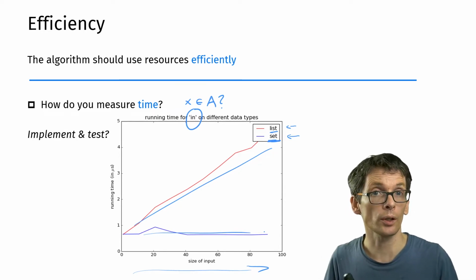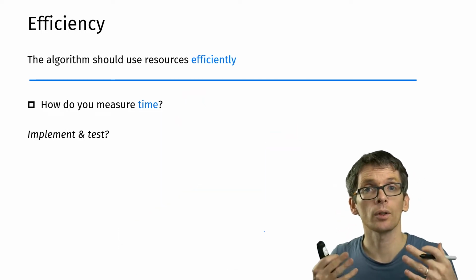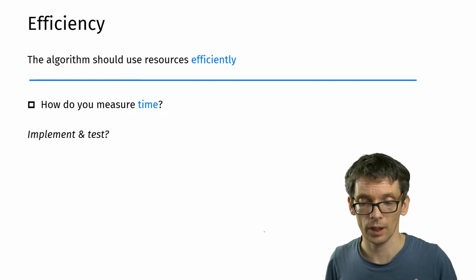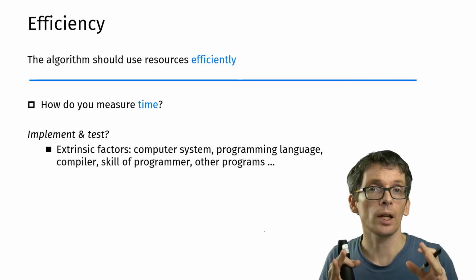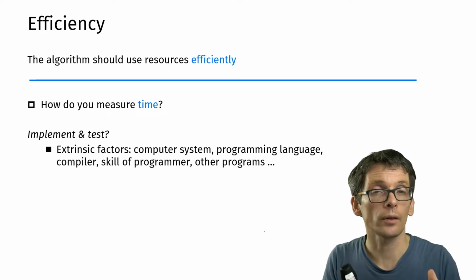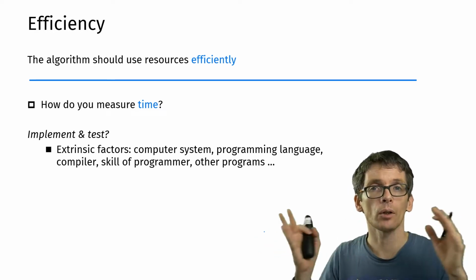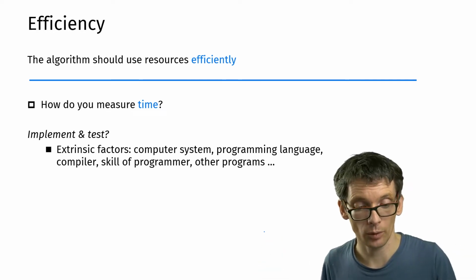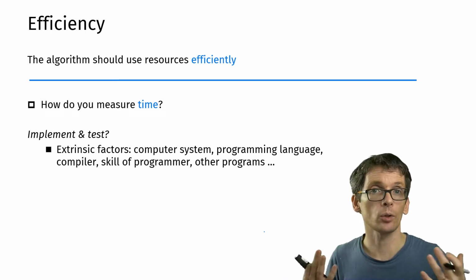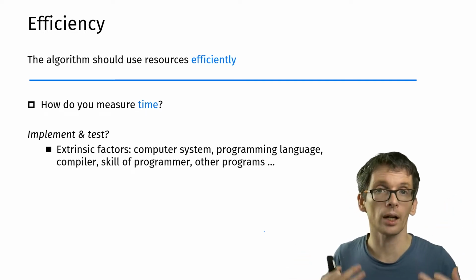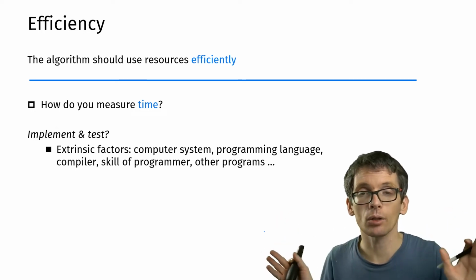This is not what we're going to do, because it is difficult to make general conclusions from these types of experiments. One problem is that the running time depends not only on the algorithm, but on lots of factors that have nothing to do with the algorithm. For instance, the computer system, the programming language, the compiler, my skill as a programmer, whether there are other programs running in the background, and so on.